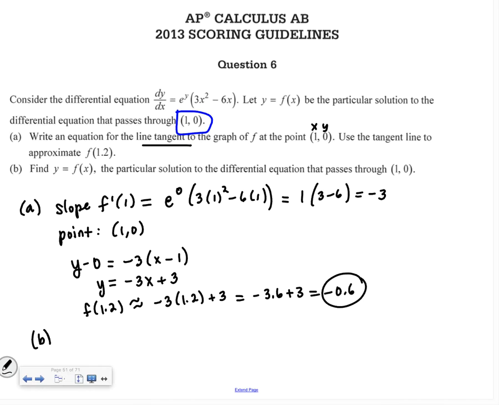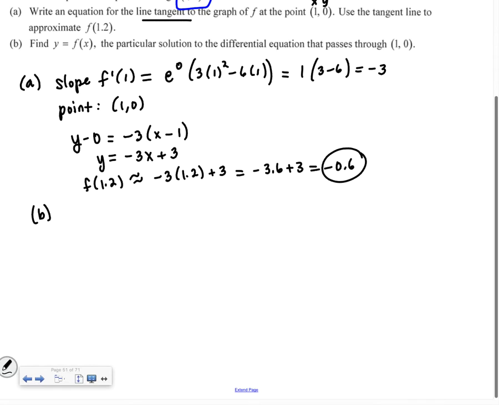All right, and then part B, that's our separable differential equation. We've practiced these a lot in class. So I'm going to start out with the original, which was dy over dx equals e to the y times 3x squared minus 6x. And I'm going to separate my variables. So I want my 3x squared minus 6x to go with the dx. And I'm going to have 1 over e to the y dy.